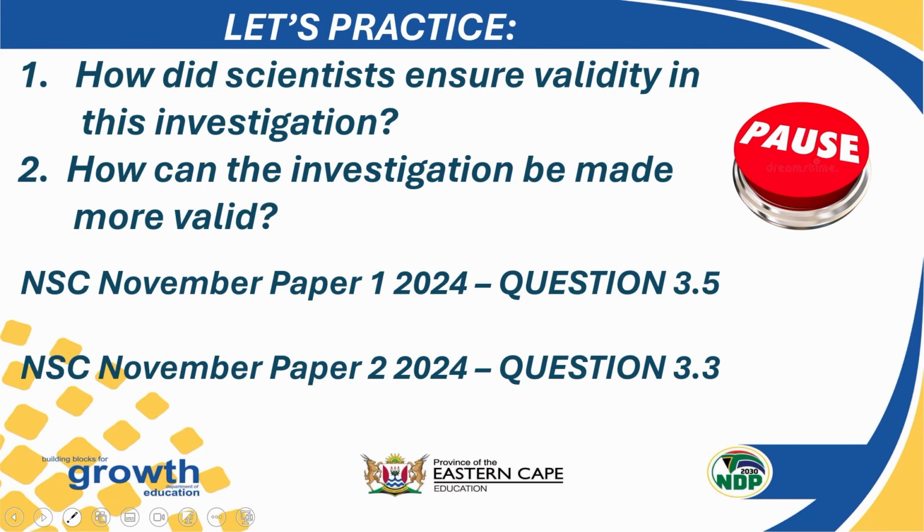Right, so it's your turn again, okay? We're going to be looking here at November paper 1 and 2 again. And in both papers, you are going to answer 2 questions. Firstly, how did scientists ensure validity in this question? And 2, how can this investigation be made more valid? Right, let's answer those quickly.